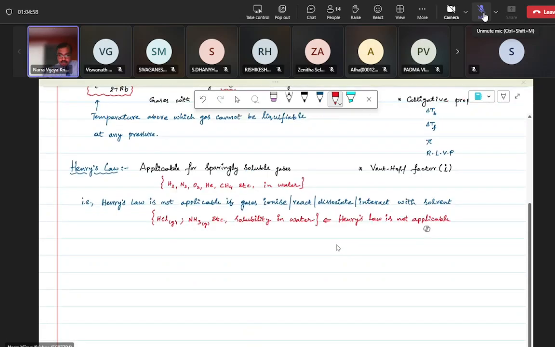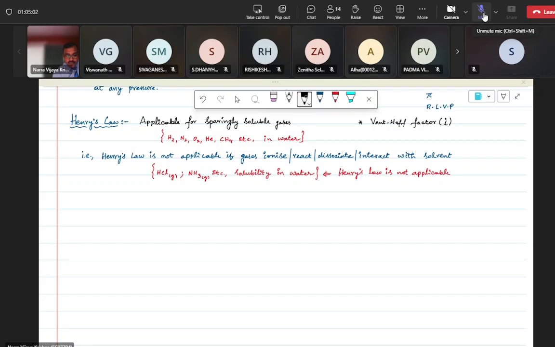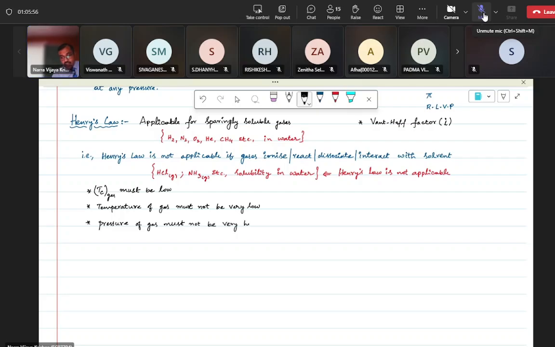Clear now? So, I am writing that condition. TC of gas must be low. Temperature of gas must not be very low. Understood? Why did I write it? Pressure of gas must not be very high.